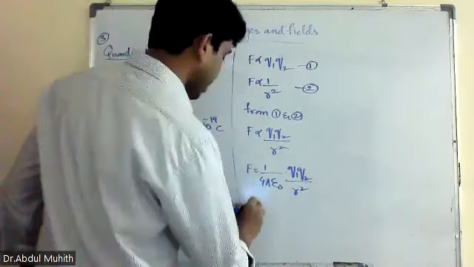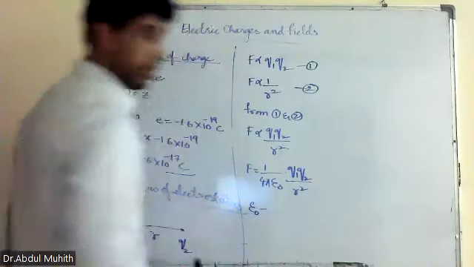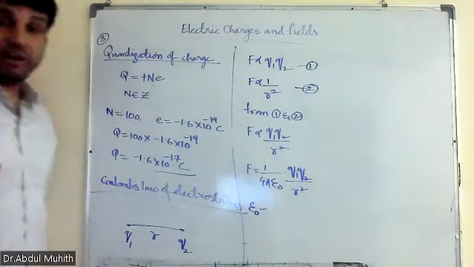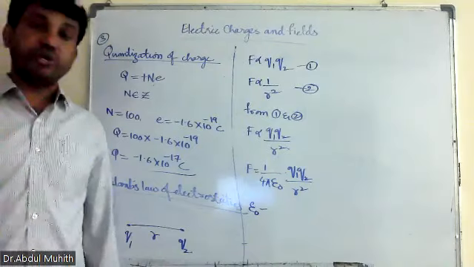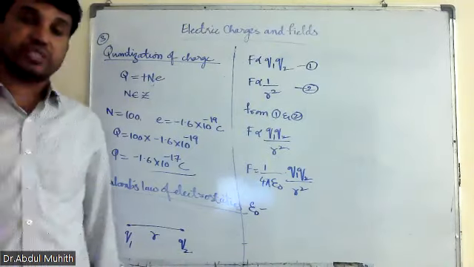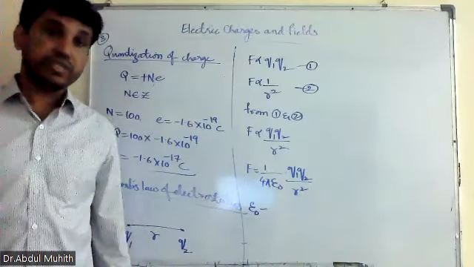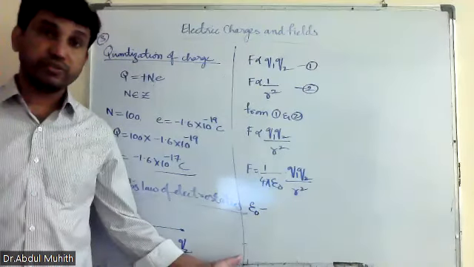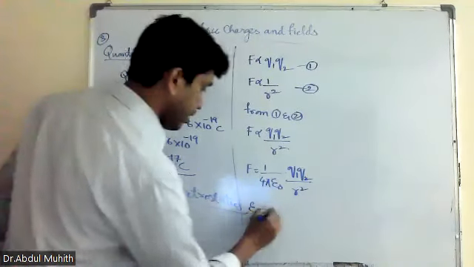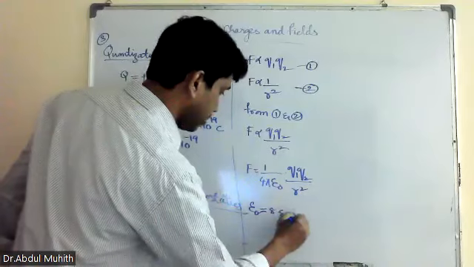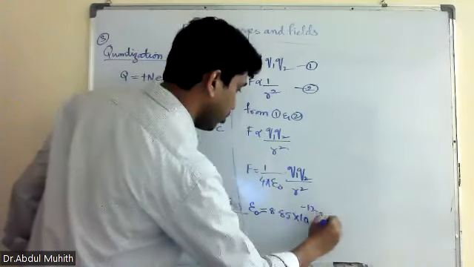So here, what is epsilon 0? Anyone? This is a revision, not a regular class. I'm telling you, if you don't reply, it is very difficult for me to go faster. What is epsilon 0? It is 8.85 into 10 to the power minus 12 coulomb square per Newton meter square.